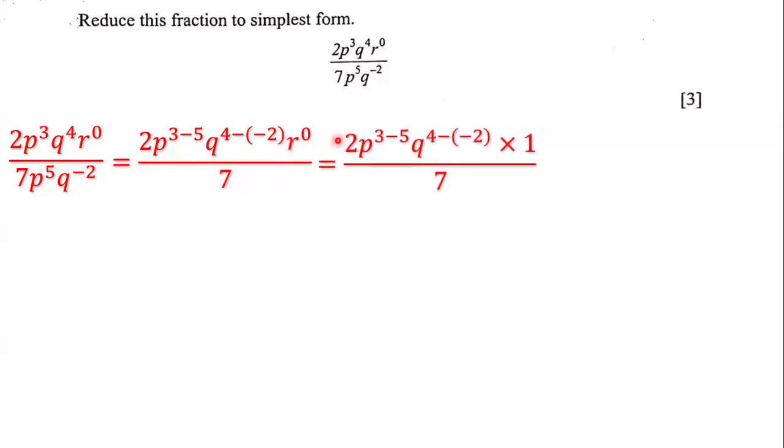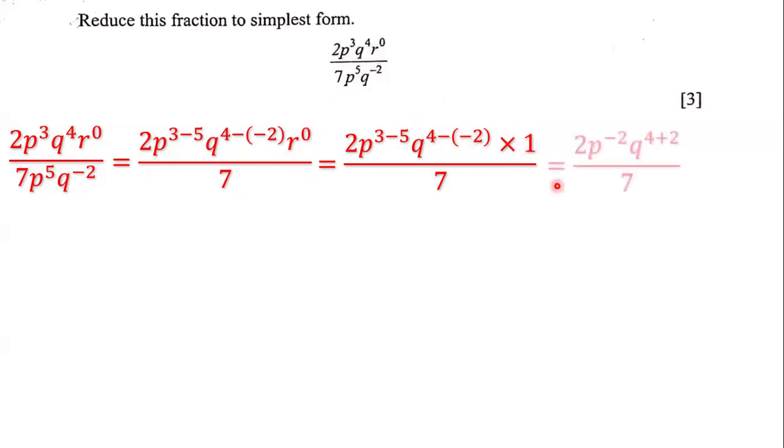Next, we say, okay, well, what is r to the power of 0? Well, r to the power of 0 is 1, so this whole expression is going to be multiplied by 1. And if we multiply it by 1, it's still itself. Okay, because notice that r to the power of 0 is 1.